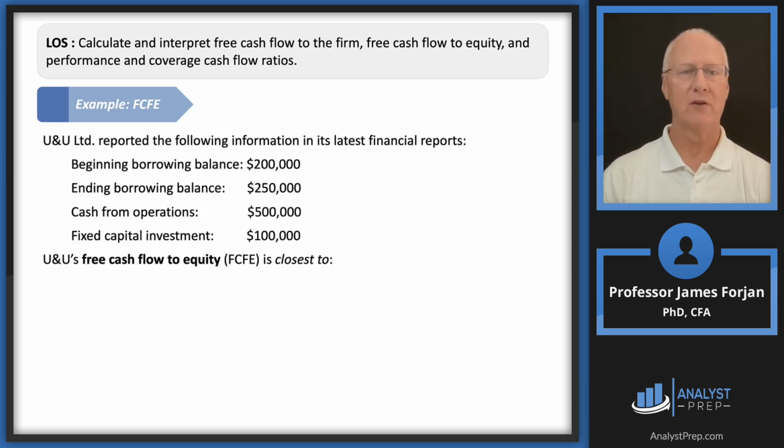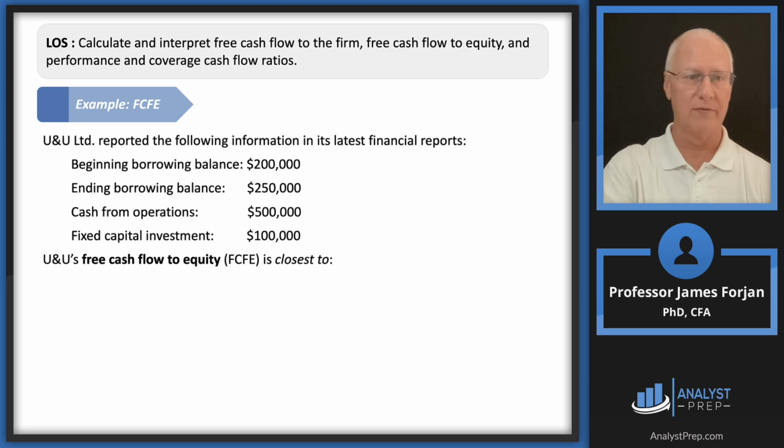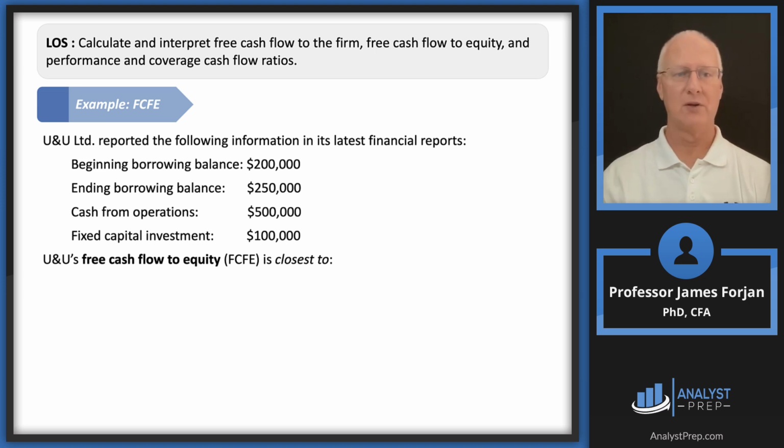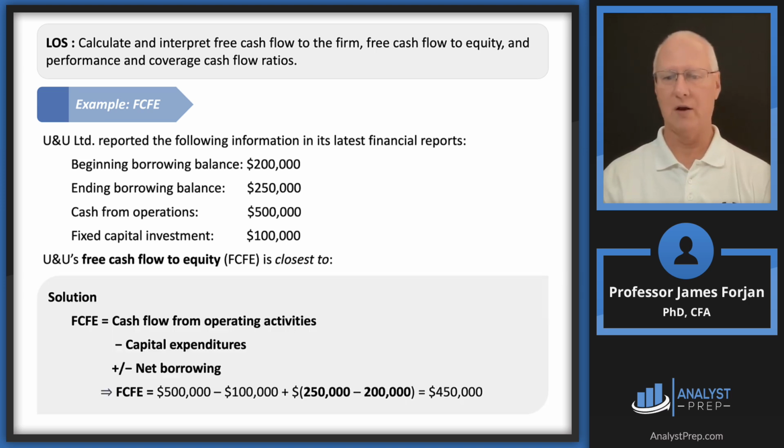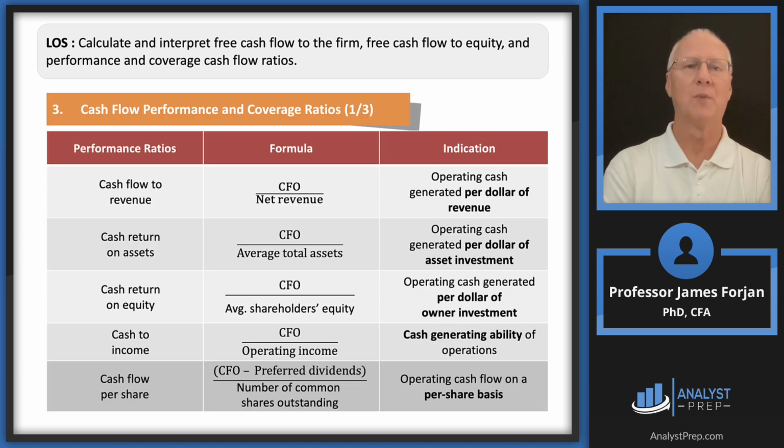What is the free cash flow to equity? We've got beginning borrowing, ending borrowing, which means we borrowed 50. Cash flow from operations, fixed capital. So there we go. 450 gets us free cash flow to equity. Let's do this last part here.